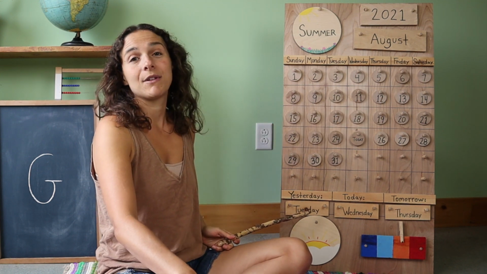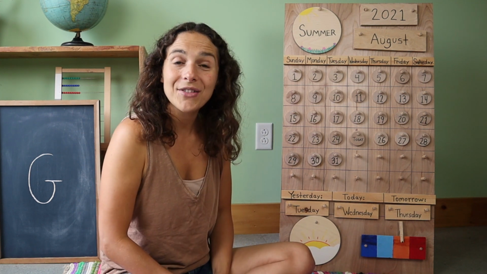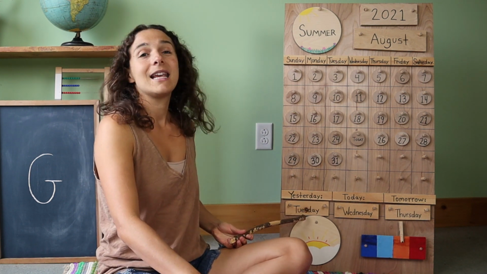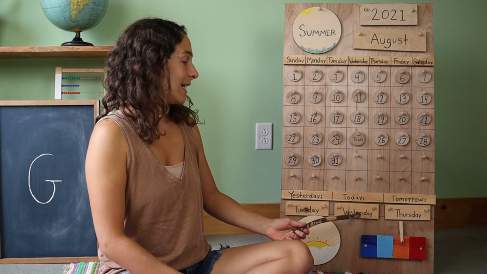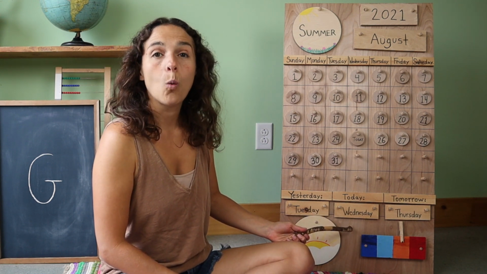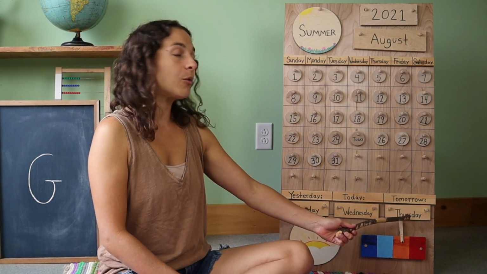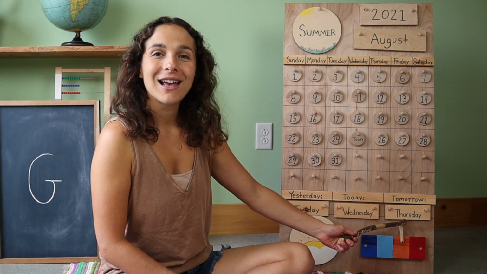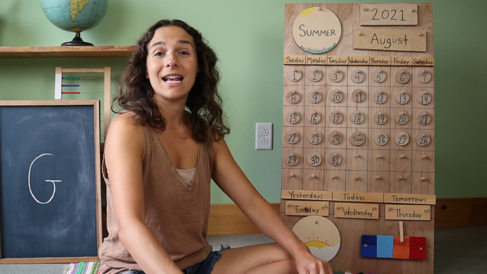Let's go down to the bottom of the chart and go over the days together. Listen carefully for the sound that the day starts with. Yesterday was T. Tuesday. That means that today is W. Wednesday. And tomorrow will be Th. Thursday. Let's go back and sing Today is Wednesday.